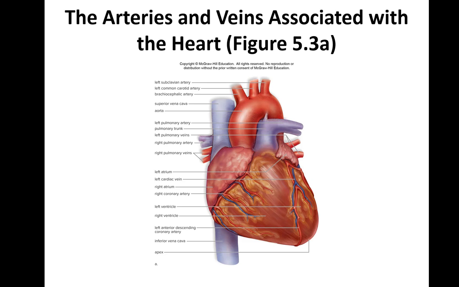You can see the atria and the ventricles. You can see that there's a left side and a right side, and several noticeable big blood vessels extending from the heart.